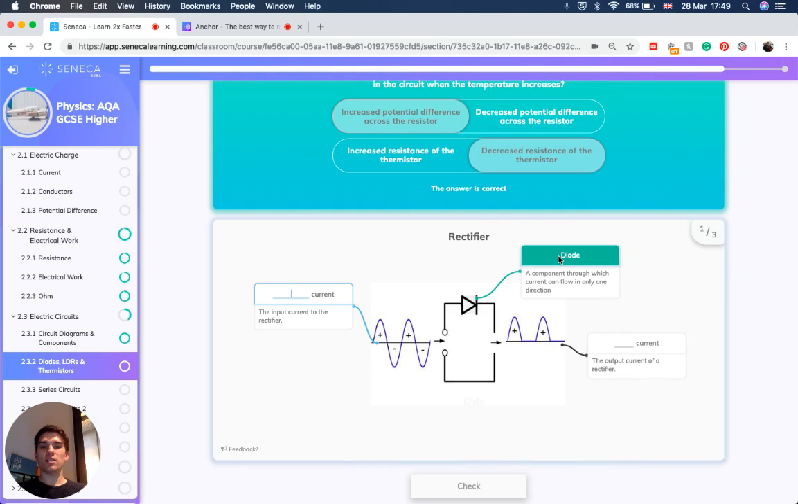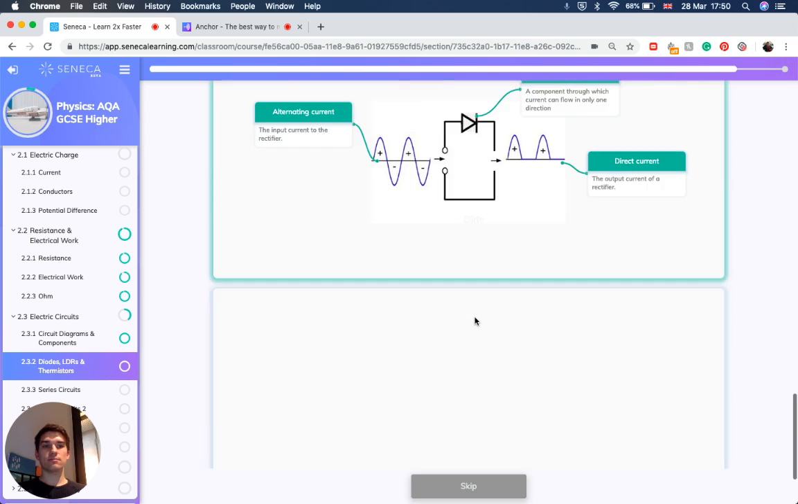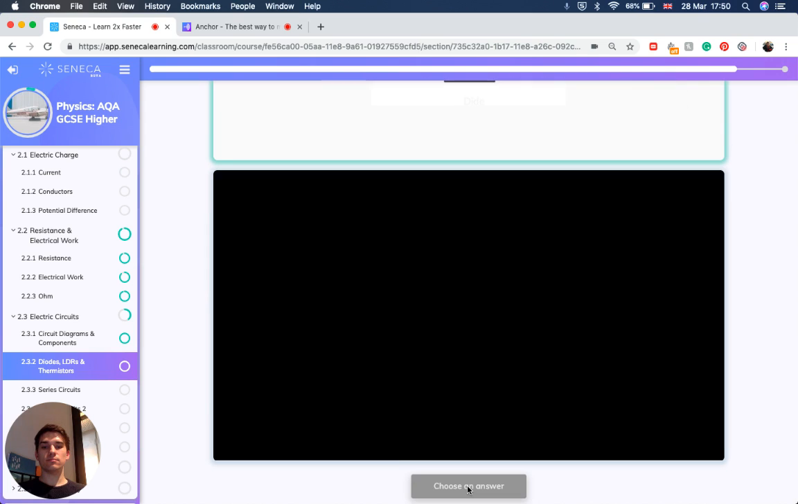Can you picture the different parts of a rectifier? Remember that you have alternating current coming into a rectifier. A diode is a key part of the rectifier because it only allows current to flow in one direction. And the output is direct current.